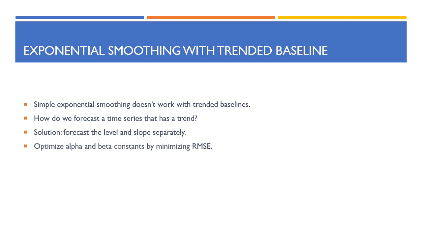Finally, when we have our forecast, we need to optimize the alpha and beta constants by minimizing the root mean squared error. And finally, we can project our forecast one step into the future. So let's jump now to Excel and get started.